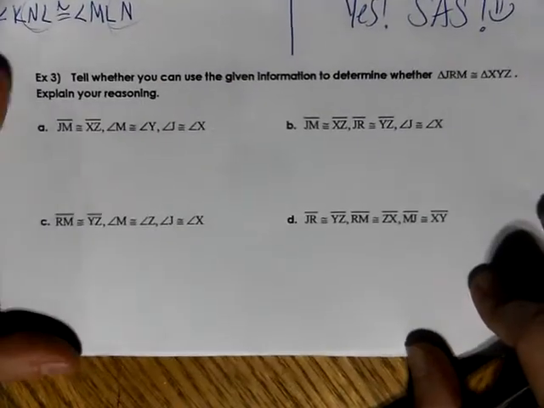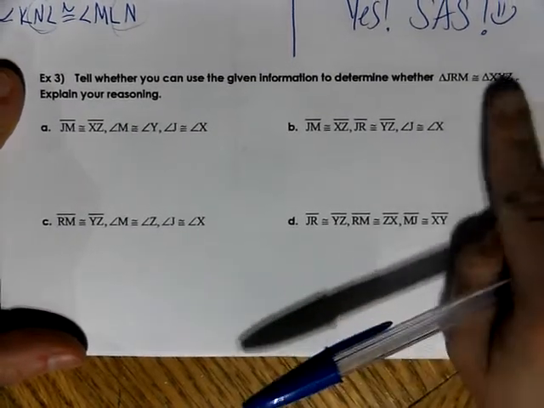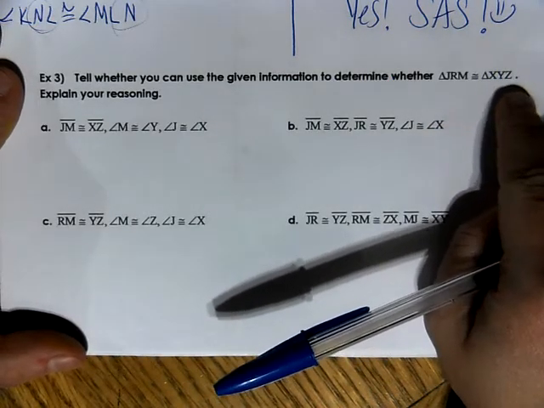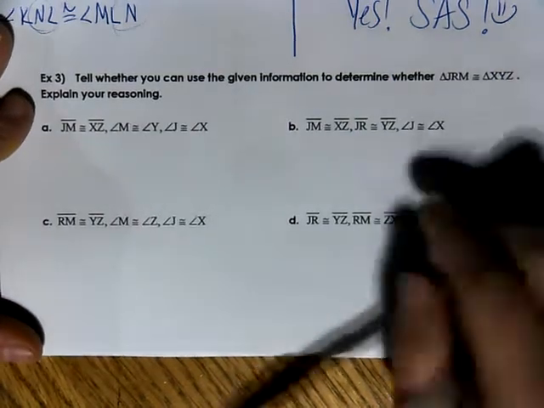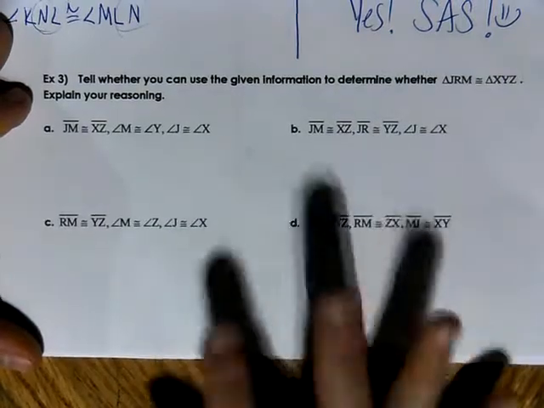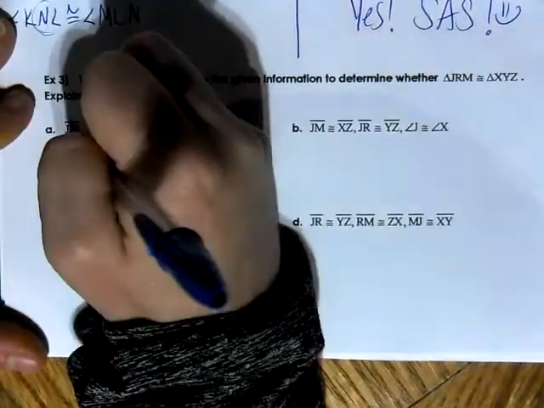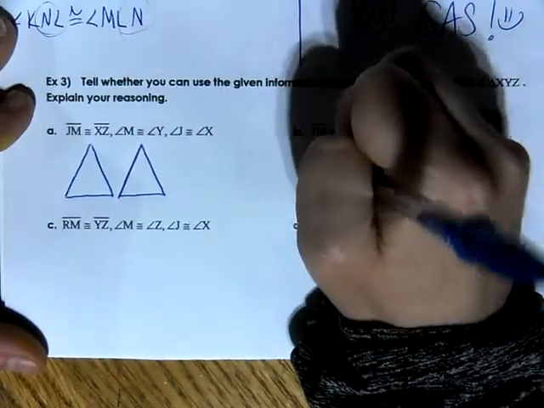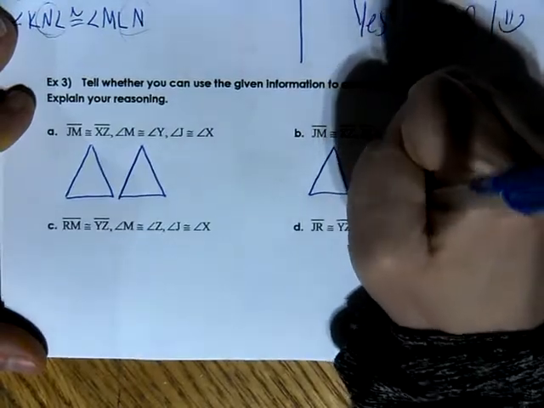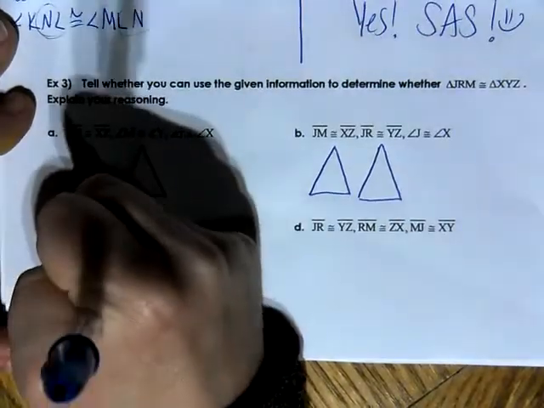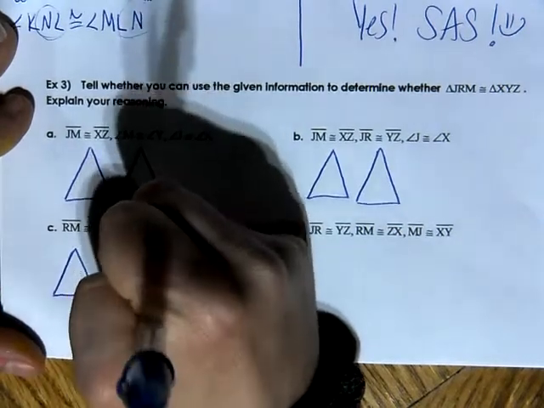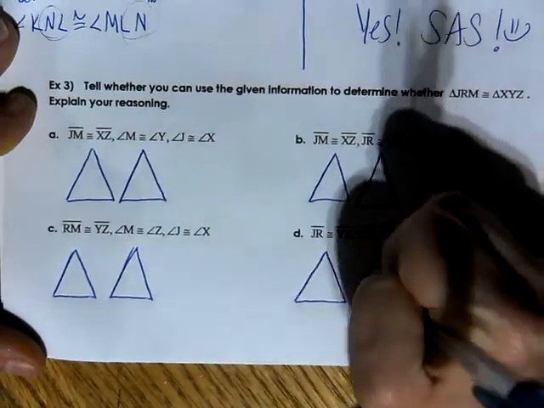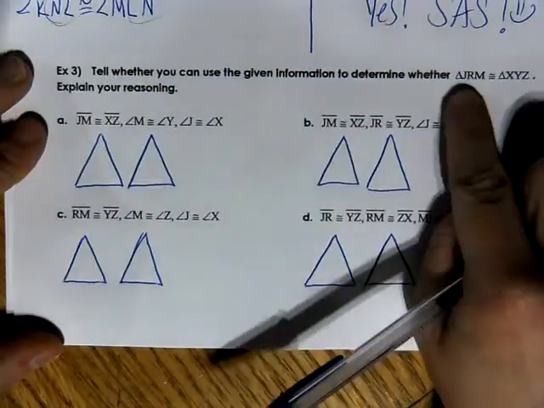For example number 3, it says, tell whether you can use the given information to determine whether triangle JRM is congruent to triangle XYZ and explain your reasoning. For all of these situations, please draw in the same 2 triangles. Draw in congruent triangles. Then we're going to mark them up based on information that is given to us. To the very best of your ability, try to make these triangles look as congruent as possible. Same shape, same size.